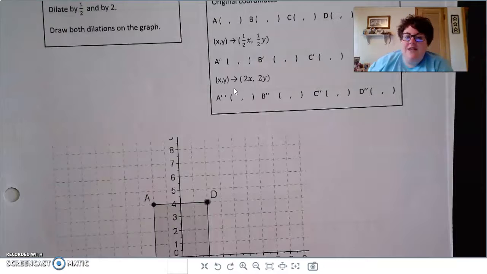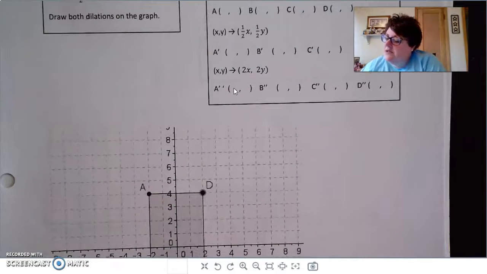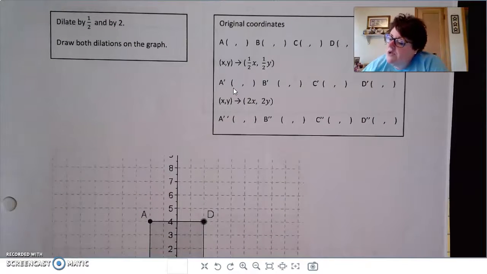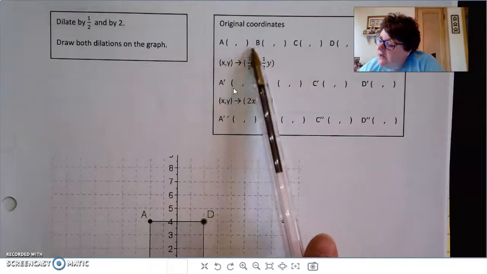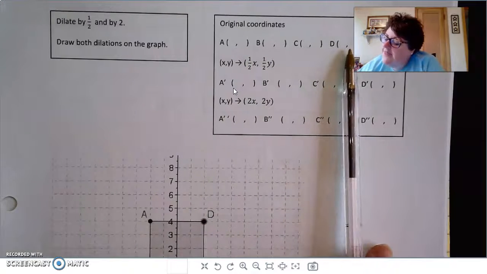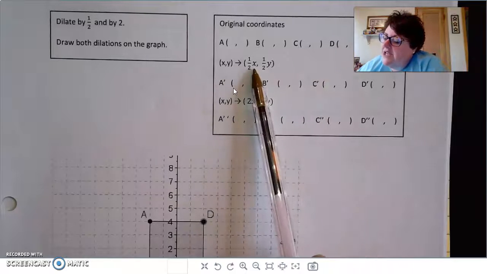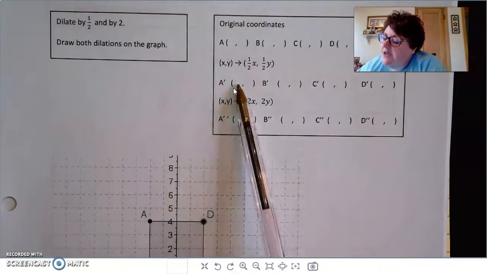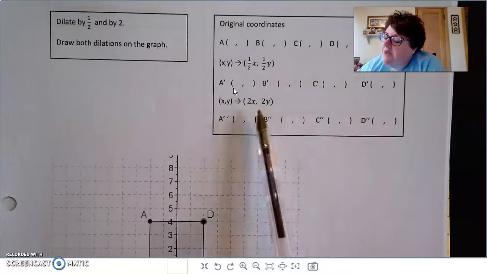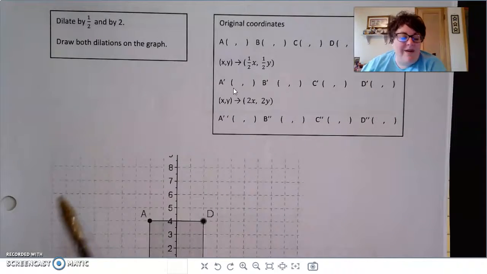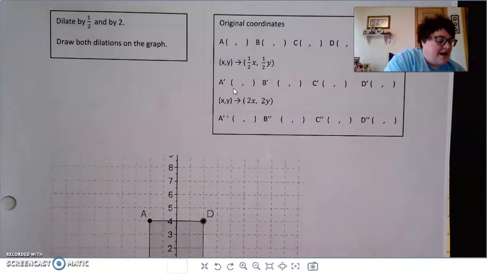Here's another activity that you can do. You're starting with an original, so you would put your original coordinates in here. Then you want to dilate by 1/2 and by 2. So divide each by 2 and get your new coordinates here, then multiply each by 2 and get your new coordinates here, and then graph it.